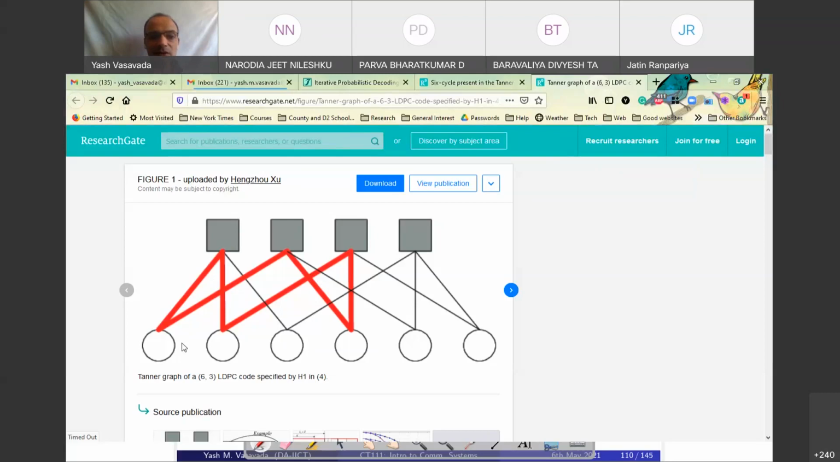And this will become apparent if I draw another layer beneath this graph, describing what happens in the second iteration, and then one more layer beneath this graph. So there are 3 layers describing what happens in the third iteration. And then what we will see is that the message that originated from this variable node got looped back and it came back to itself.